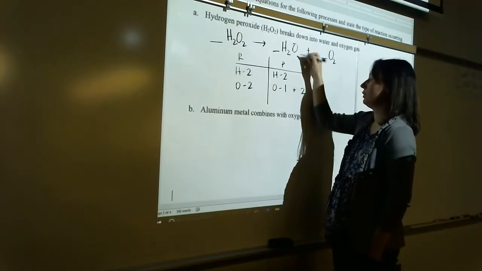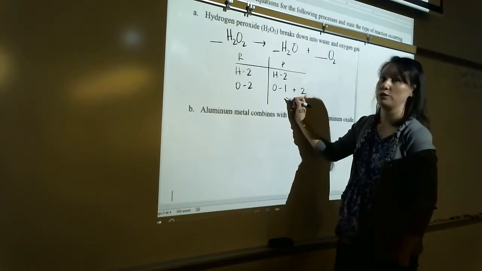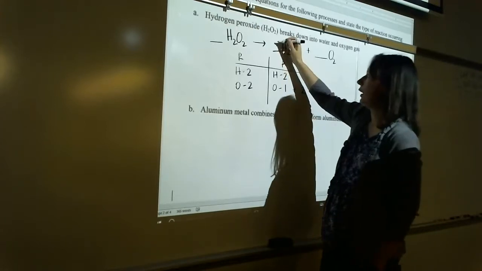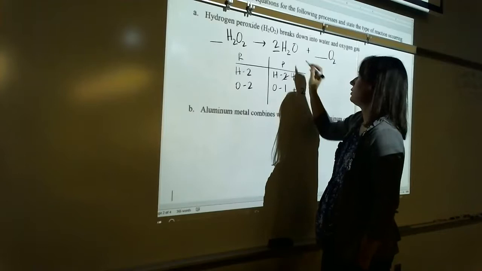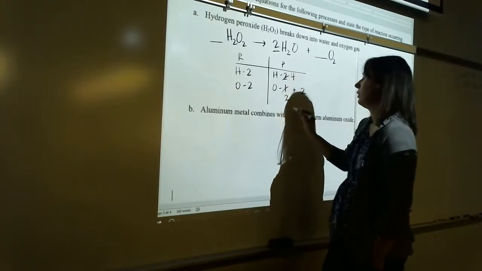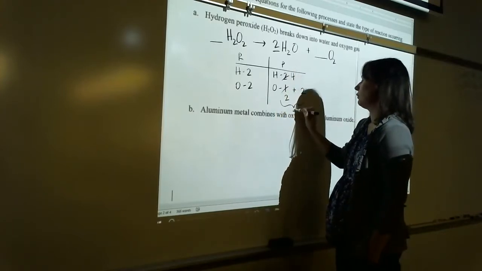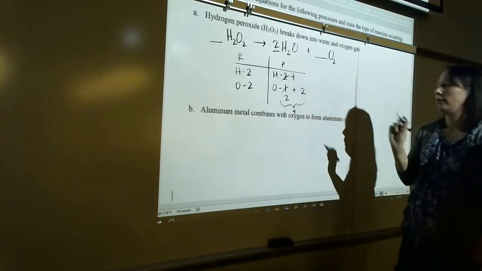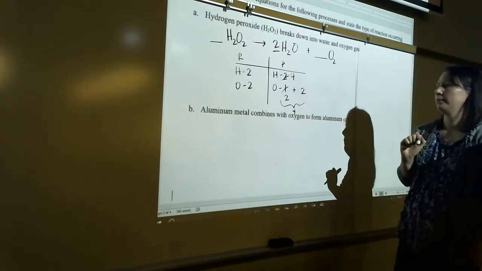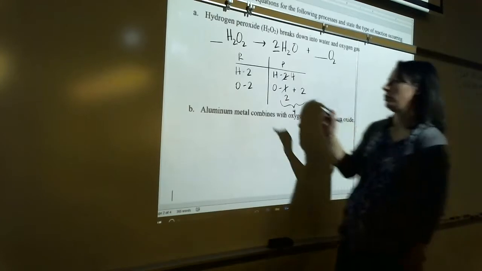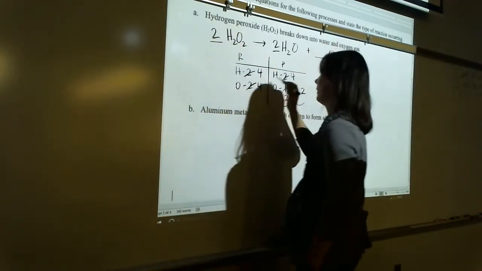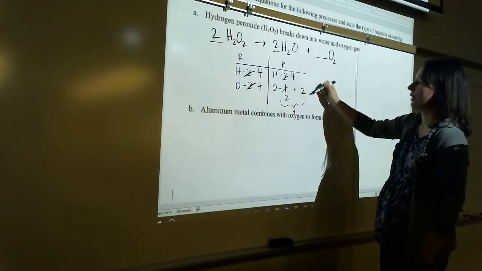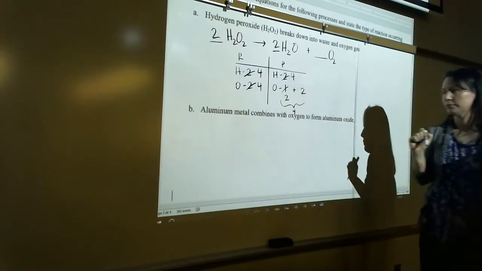Okay, I want to turn this into a 2, so what do I need to put in front of H2O? A 2, and then I need to distribute it. So 2 times 2 is 4, and 2 times 1 is 2. So now this sum is 4. So what do I need to do on the other side? 2H2O2, right? 4 and 4. So 4 hydrogens on each side, 4 oxygens on each side.